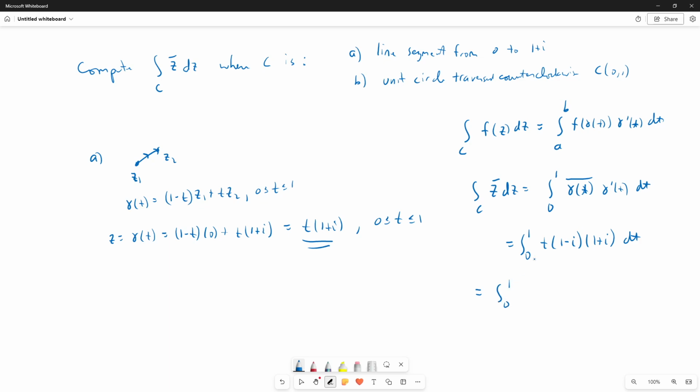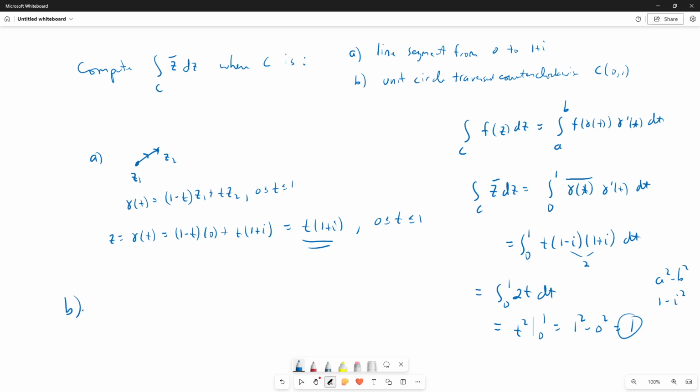and this integral is t times, here we have to FOIL, and it's (a minus b) times (a plus b), so it's a squared minus b squared, and that's 1 minus i squared, which is 1 plus 1, which is 2. So this product is 2. So we want to integrate 2t from 0 to 1 dt. The antiderivative is t squared. So 1 squared minus 0 squared, and the answer is 1. So in part A, the integral is equal to 1.